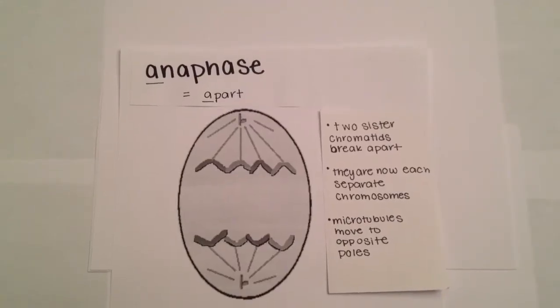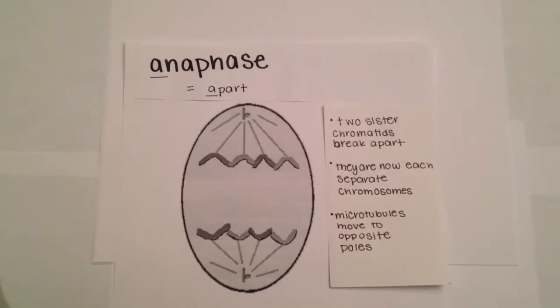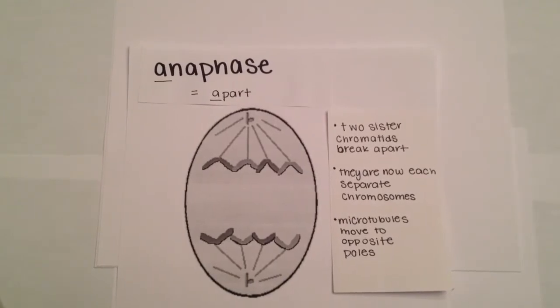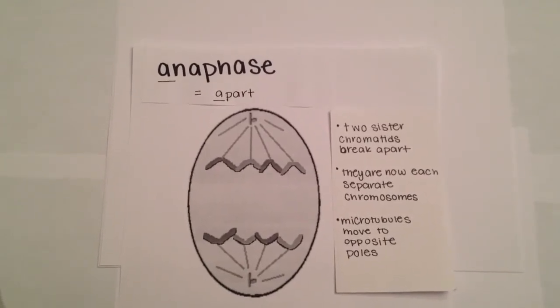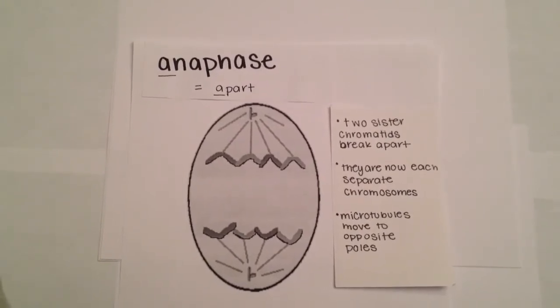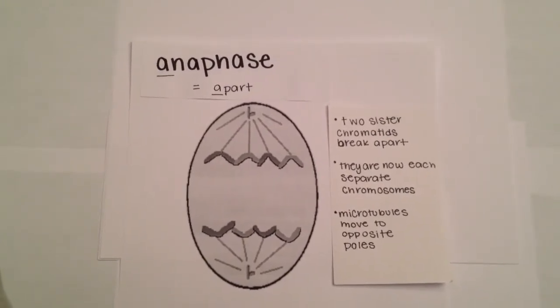The third part of mitosis, called anaphase, is when the two sister chromatids break apart. They are now each separate chromosomes. The microtubules pull them to opposite poles. One way to remember anaphase is that it equals apart. Both of these start with an A.